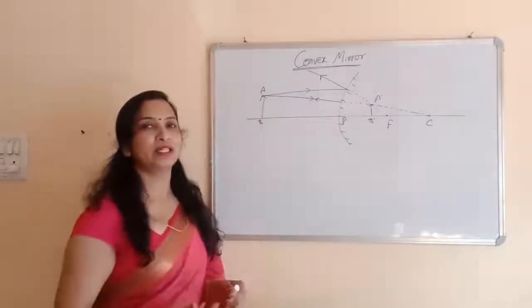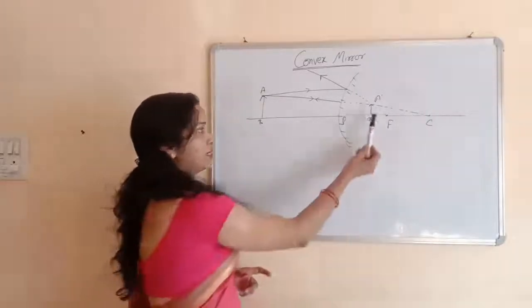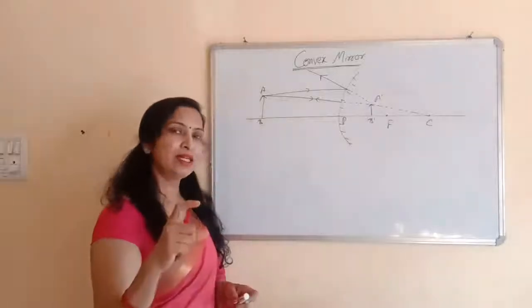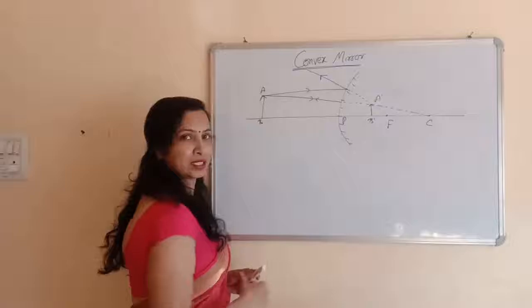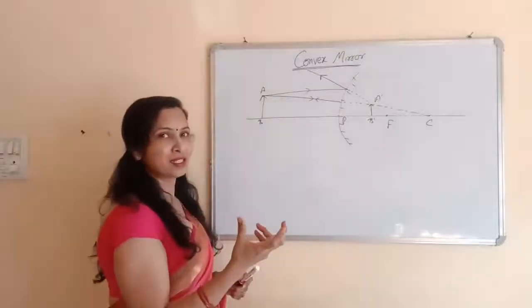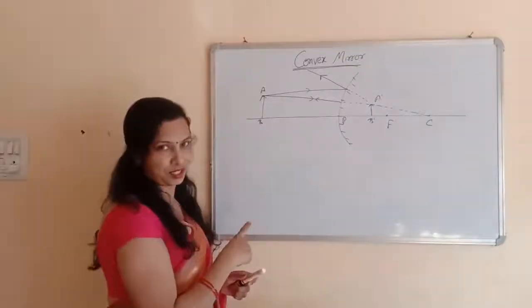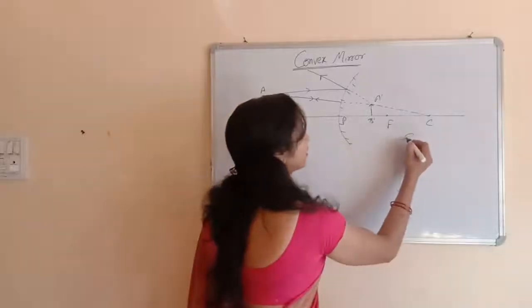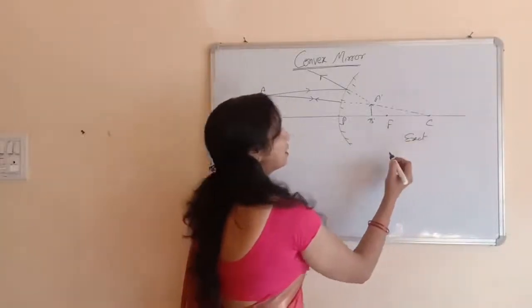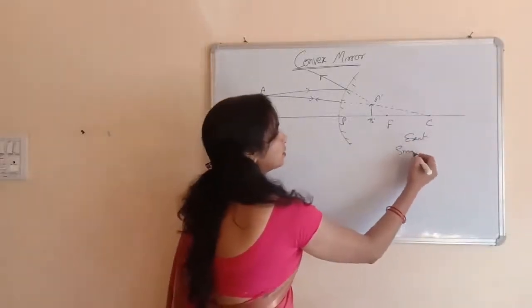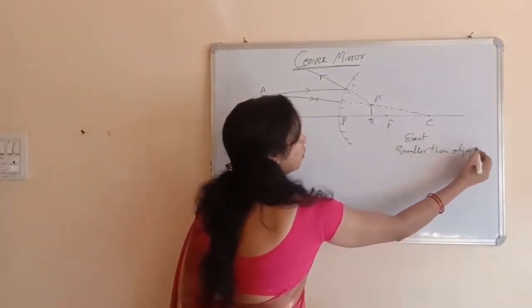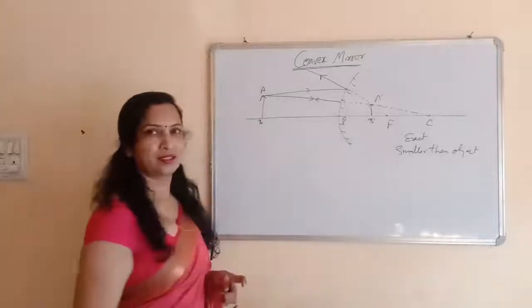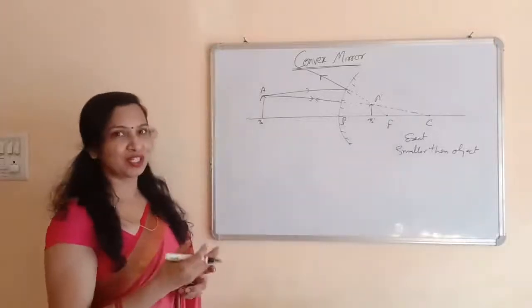And what can be the nature of the image? It is erect. Since the image is erect means सीधी image बन रही है. So it is erect. And what about the size? Its size is smaller than the object. So first one, it is erect. Second one is smaller than the object, erect and virtual.